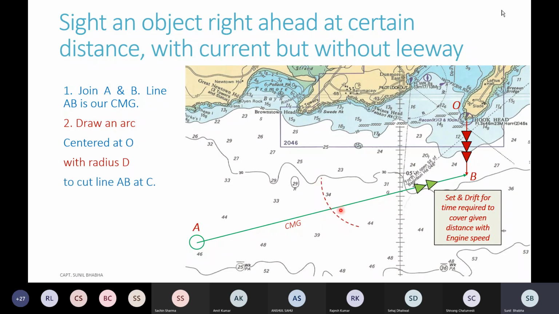You can see the arc plotted on the chart now. This arc is centered at O, which is our object, and the radius of this arc is equal to the distance at which it should be sighted right ahead. So the point where the arc cuts our course made good line, let's name that point as Charlie. So you can see this Charlie point here.